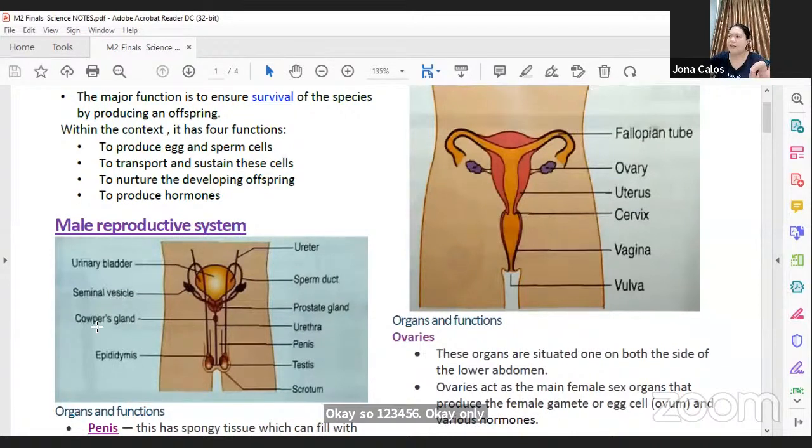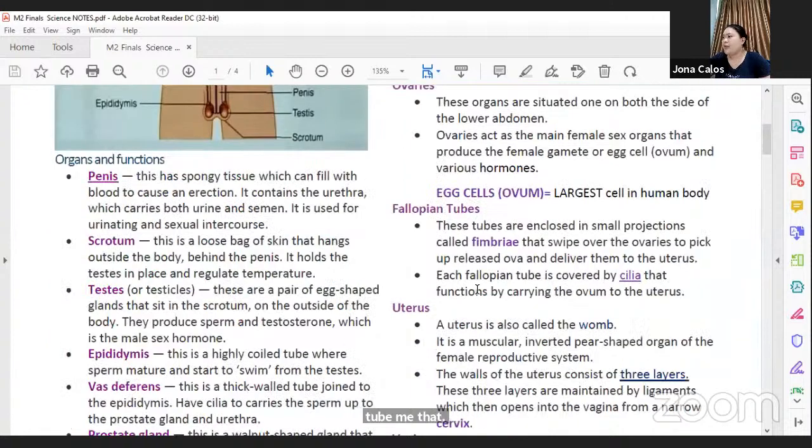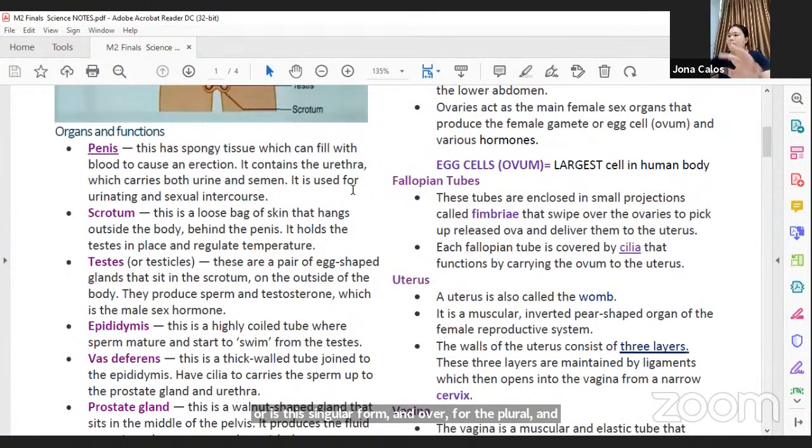Only that. And then for the female, of course, we cannot have the vulva, that's the external part. So vagina, cervix, uterus, ovary, fallopian tube, only that. Of course, you know already that the largest cell in the human body is the egg cell or the ovum. Ovum is the singular form, and ova is the plural. And of course, the smallest cell in the human body is the sperm cell.